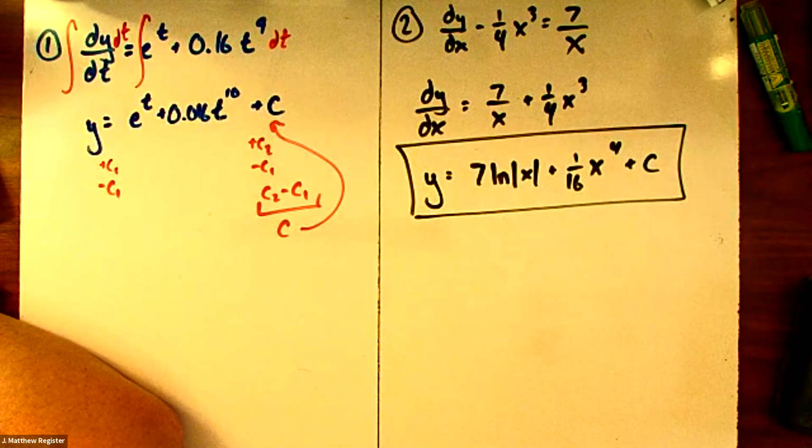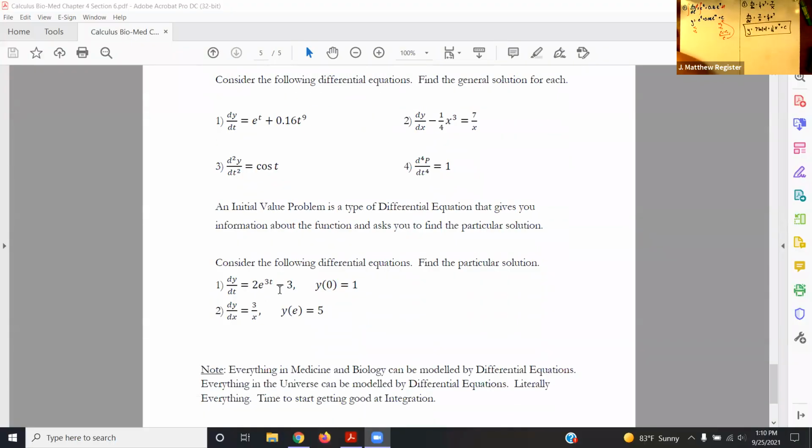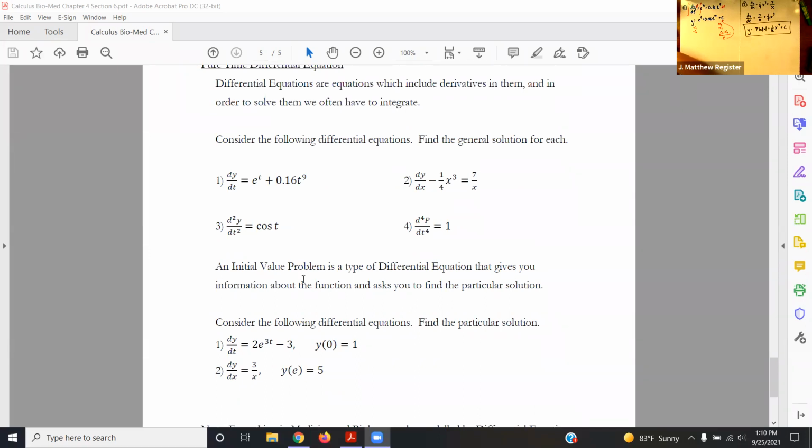There's one more thing to show with these pure time differential equations, and that is the idea of an initial value problem. We'll save that note for later. An initial value problem is a type of differential equation that gives you information about a function and asks you to find a particular solution. And so if you are told a particular piece of information, like what the initial amount is, then we can use that to actually figure out what our C value is. And so let's do number 1. Number 2, again, is kind of silly, but number 1's a good one.